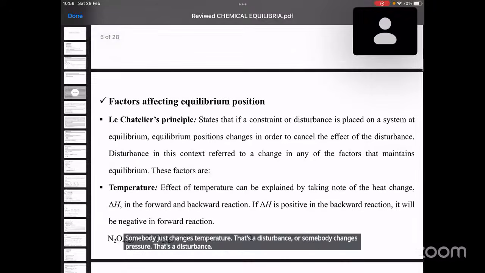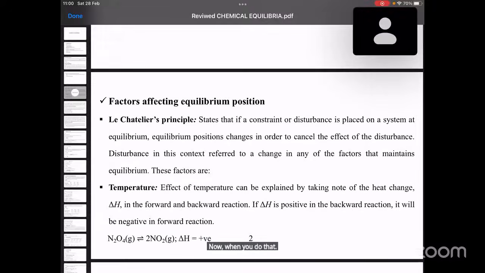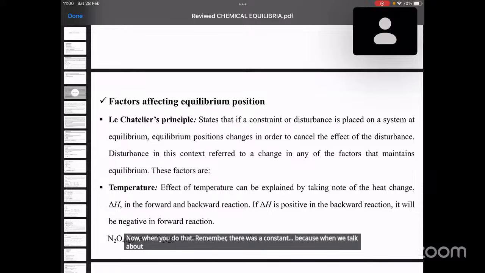Now, when you do that, remember there was a constant, because when we talk about that temperature, it's about the relative concentration of the reactant and product to each other. It must be of a particular value. That value is what is called the equilibrium constant.